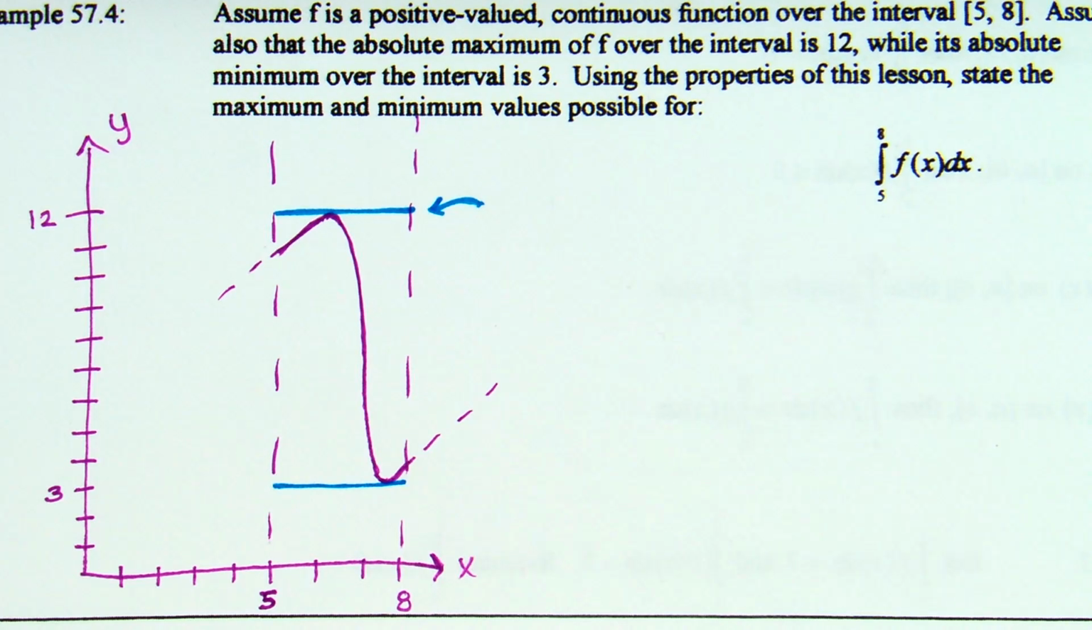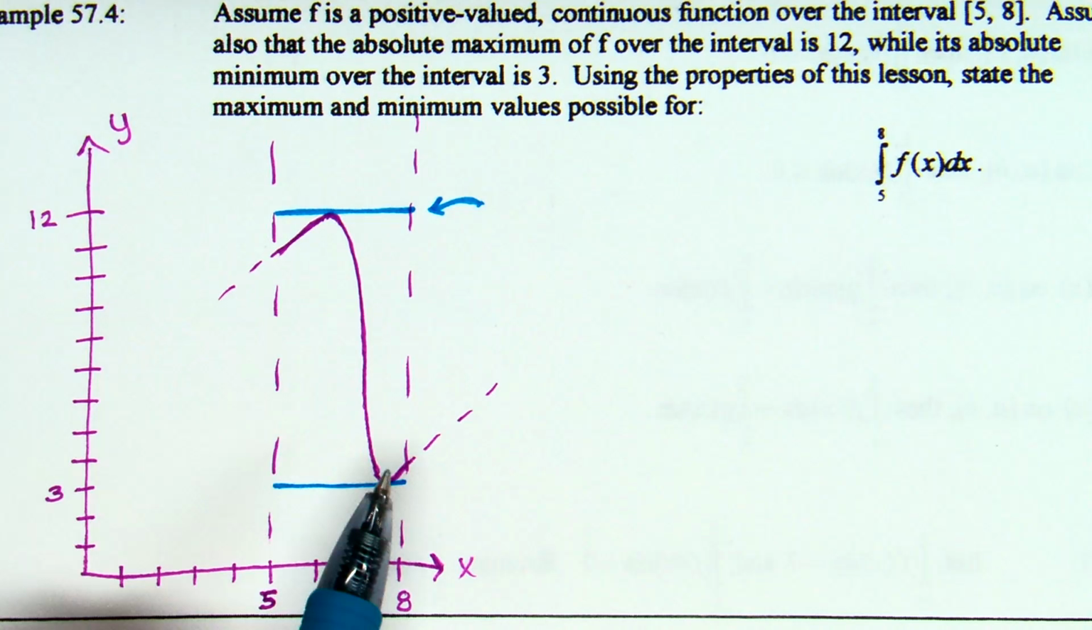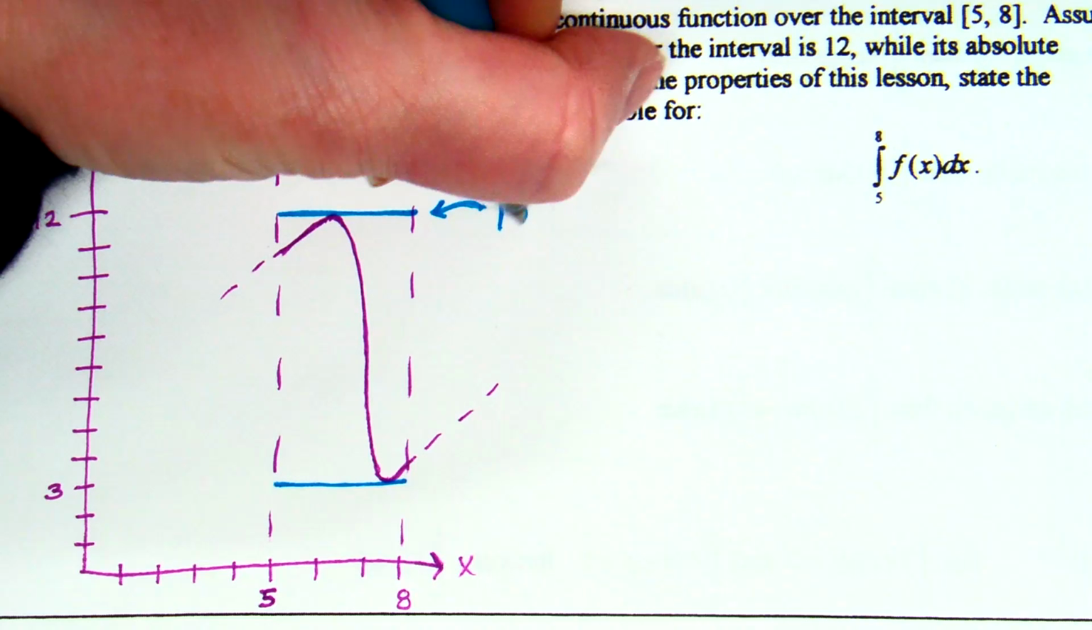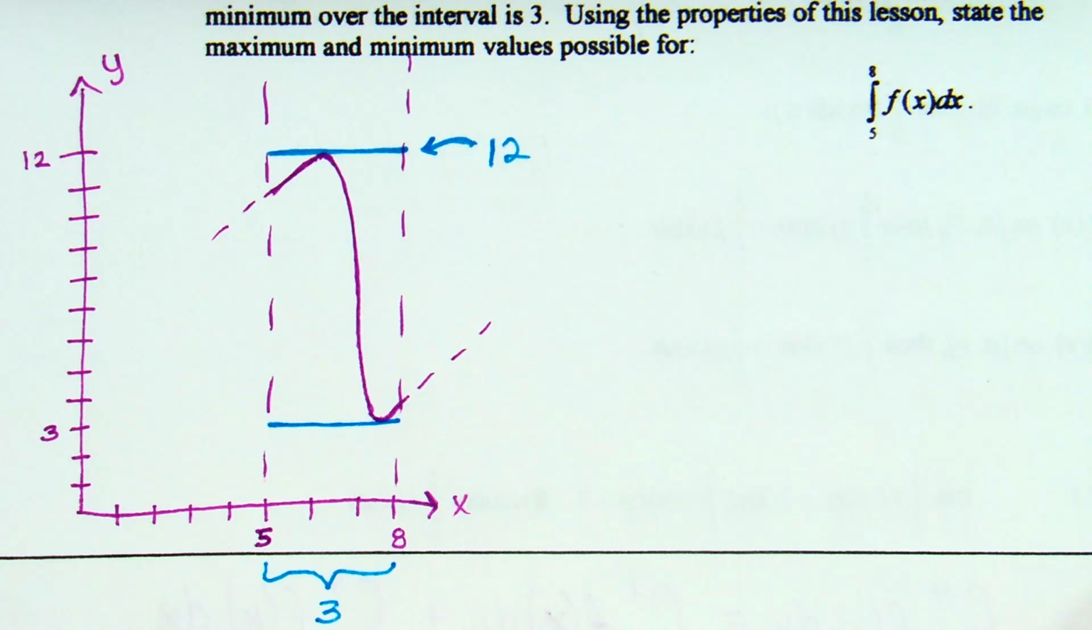Well, don't think that difficult, because we know the max value is 12, right? And we're on the interval from 5 to 8. We don't necessarily know what this curve is. Maybe it goes more along here, maybe it's at 12 more. But this height is what? This height is 12. And what shape have I drawn here? A rectangle. So if the rectangle has a height of 12 and a width of 3, what could that max value be?